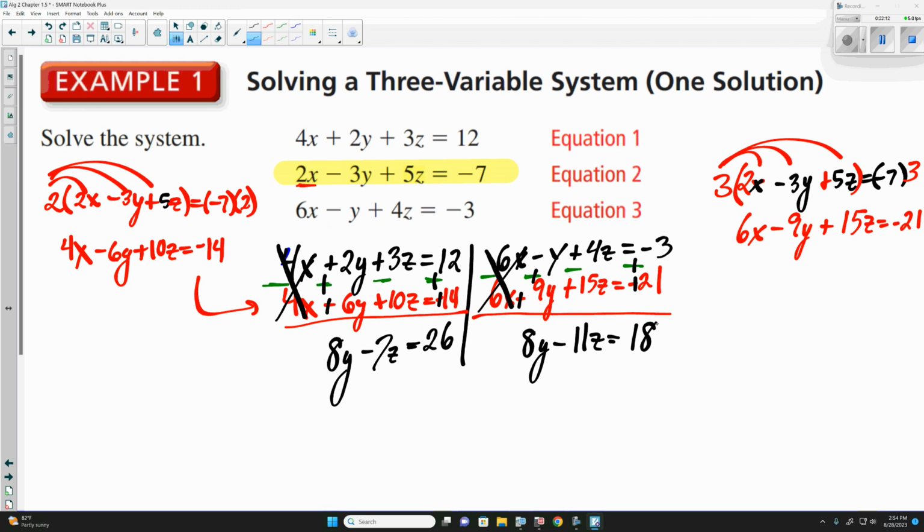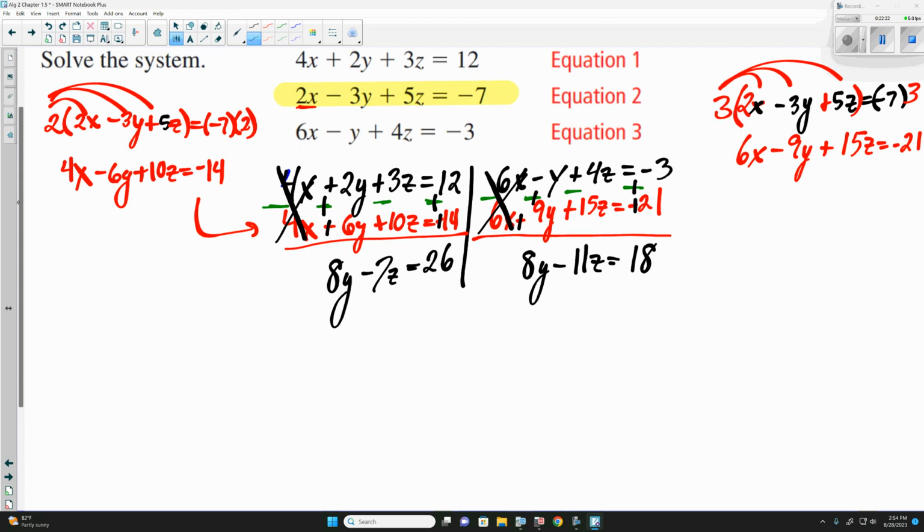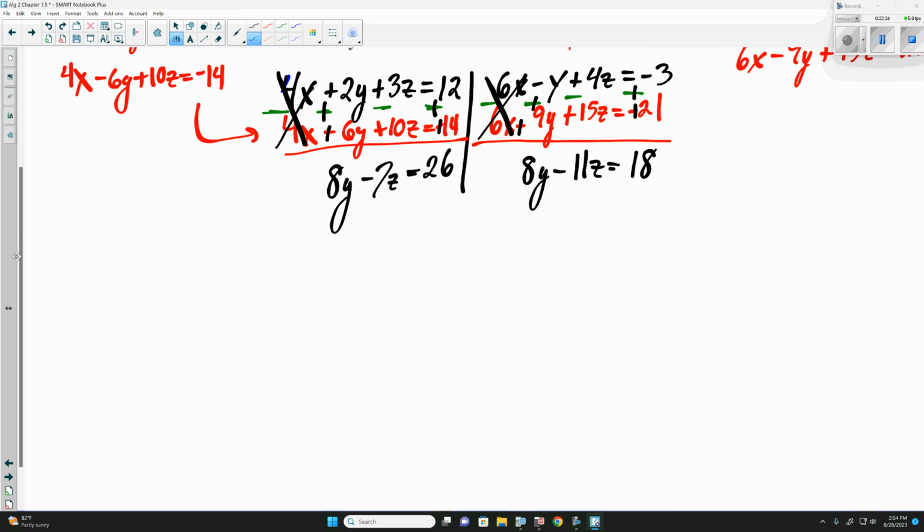Now, if some of these double negatives get really tricky or you're having trouble keeping track of them, put them in a calculator. Let the calculator do it for us. You're good? Any questions on how we got to this point?